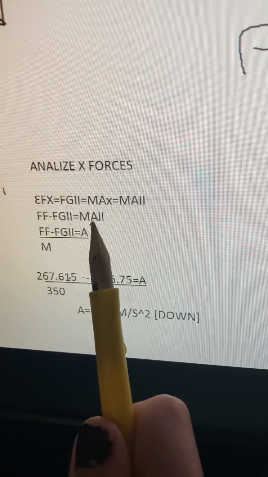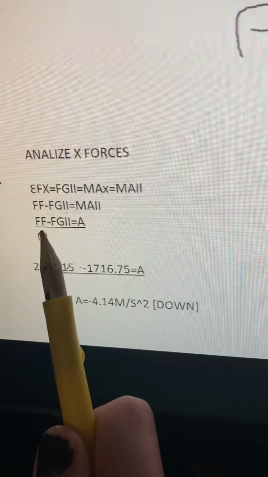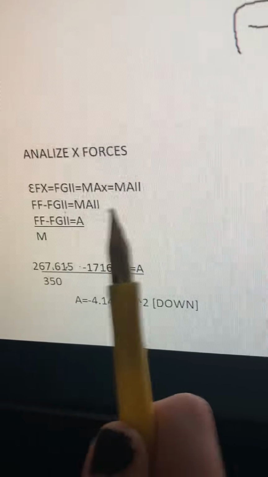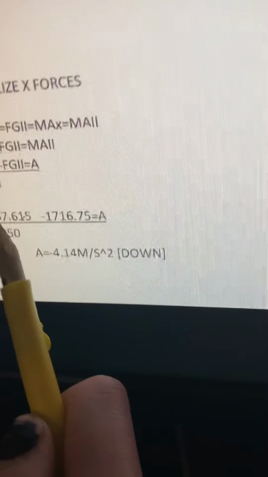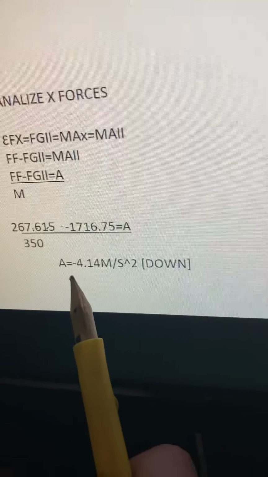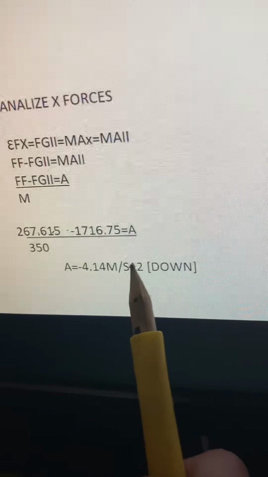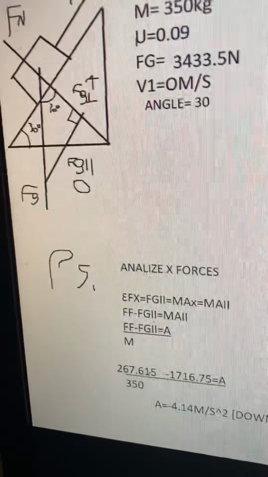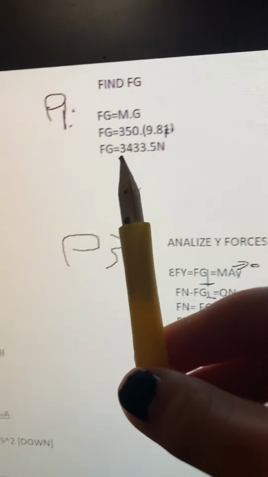You would then divide by your m to get it over here. So you'd have Ff minus Fg parallel, divided by m. You would put in your numbers, and you should get, for this case, negative 4.14 meters per second squared. So down that way.